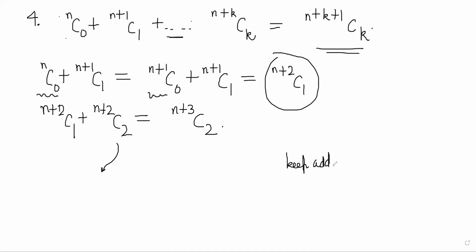Keep adding repeatedly and you will end up with this result. So you can try that out yourself and check this proof, right? The next property is some obvious identities for binomial coefficients.